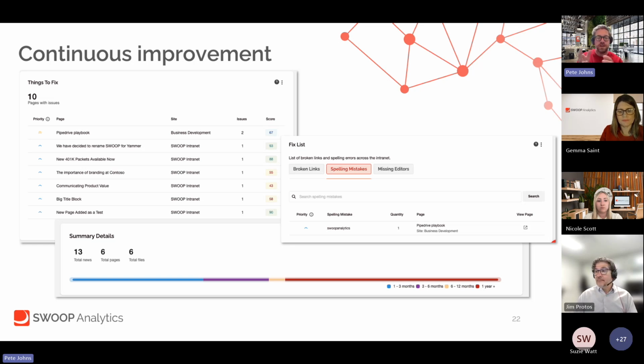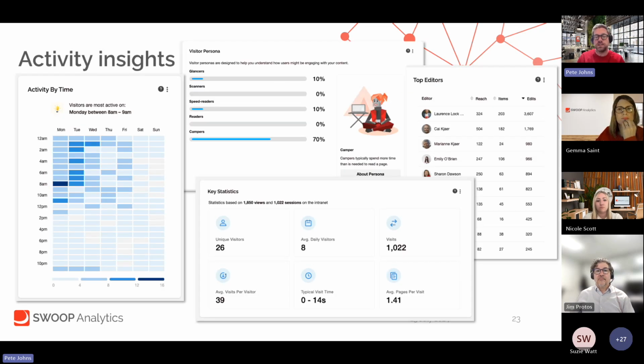You can create these fix lists that will direct you straight away to the issues that you've got, and imagine you have a site owner based over in Venezuela, and they're able to access SWOOP and just off their own bat be able to go across my site, where are the issues, what can I fix today? And they can look at that fix list and go, I'm going to focus on spelling mistakes or broken links. I can easily see the missing editors. So that analytics that gives you that decentralized visibility to support your decentralized content model is really critical to that continuous improvement piece.